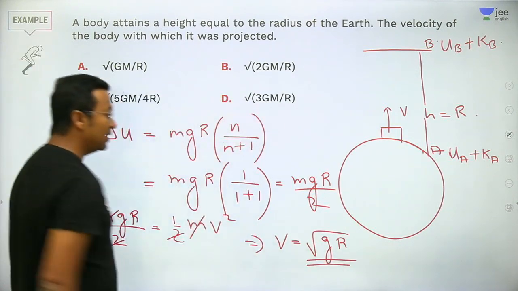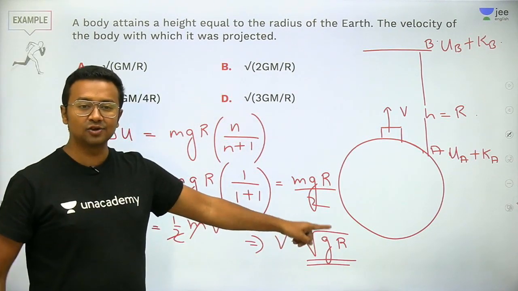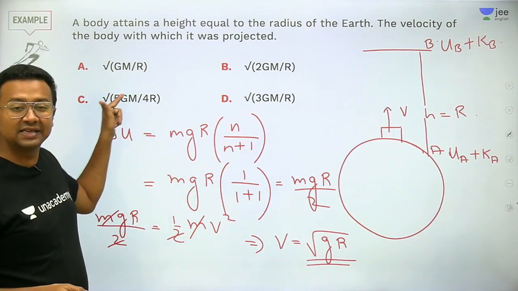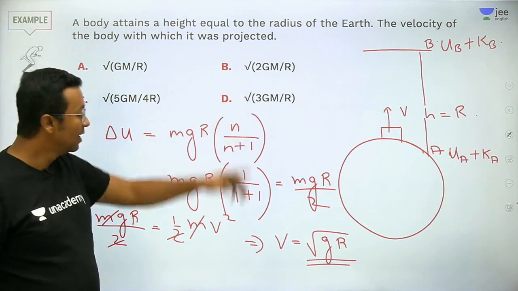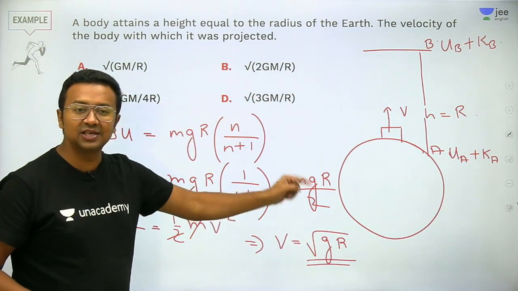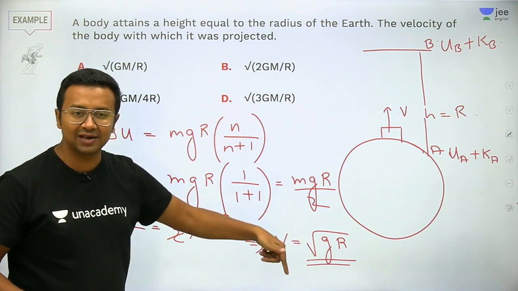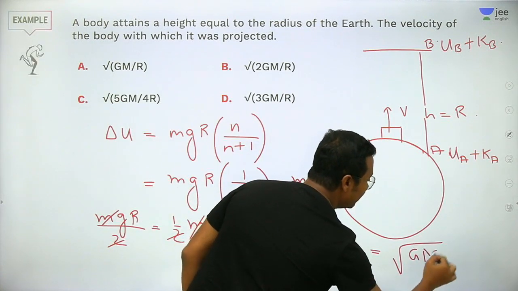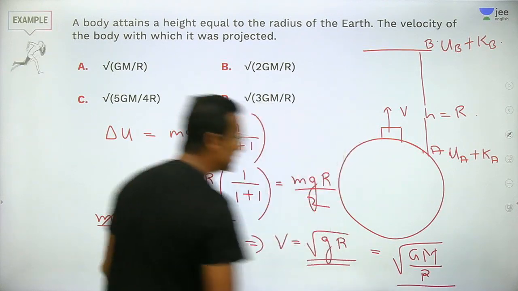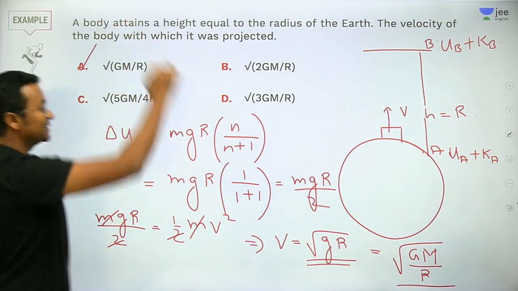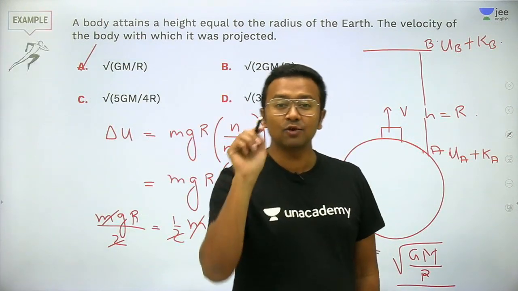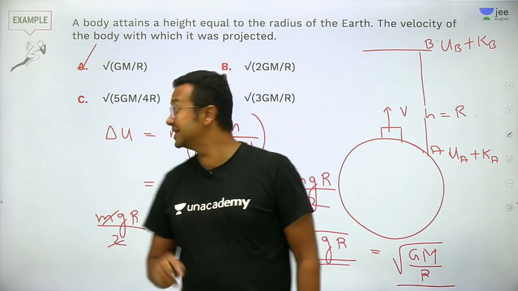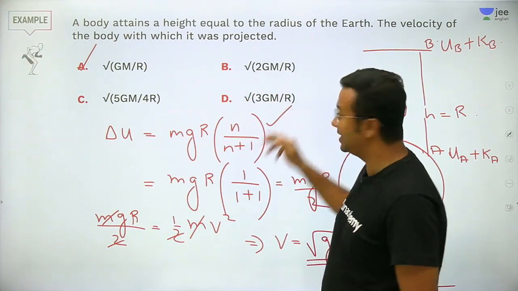Now here, the value of g is not expressed in terms of small g and R. It is expressed in terms of capital G and M and all that. We know the value of g is GM upon R square. So this will be equal to root over GM upon R. This is option A, that is the correct answer. So you're going to save time if you know this particular formula out here.